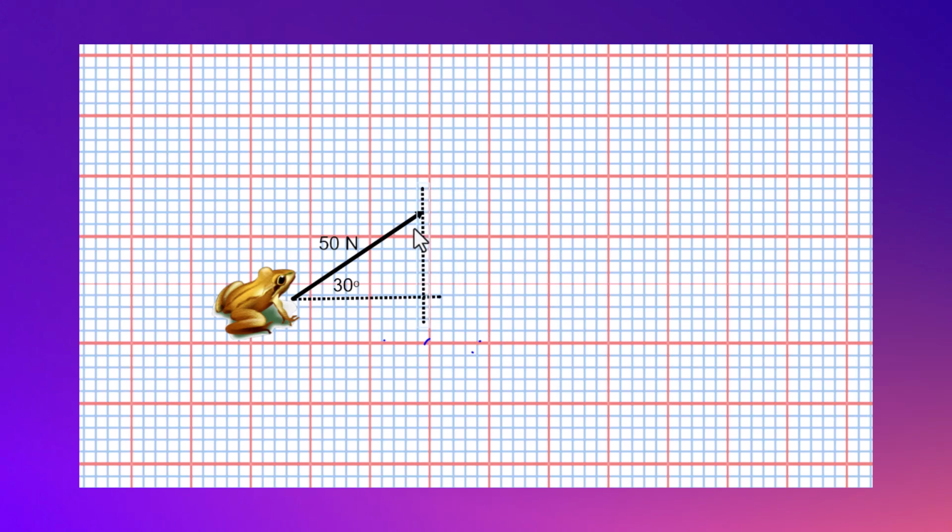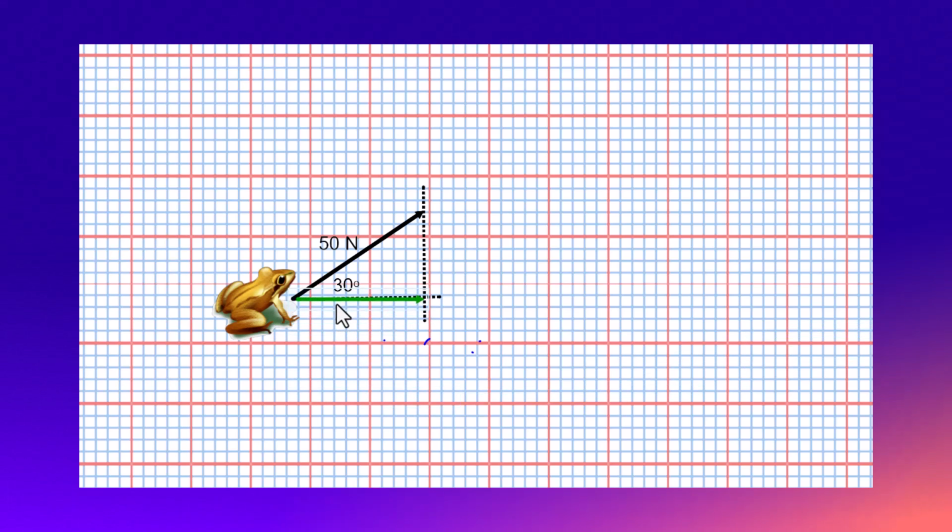And that's the little triangle there. You can see we've got 50 newtons for the size of the vector we're looking at, and the angle 30 degrees. So the horizontal component can be represented by that vector there, which lies along the horizontal, and the vertical component can be fitted in there. The blue line represents the vertical component of the force.